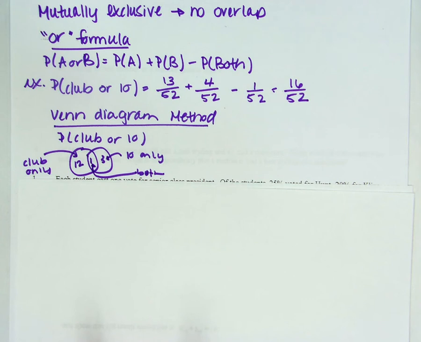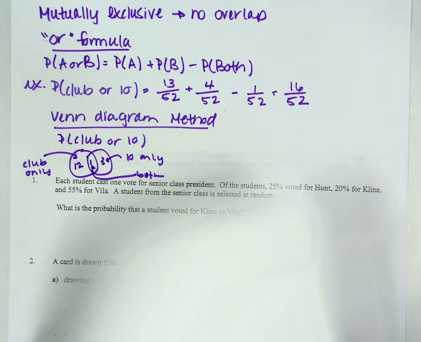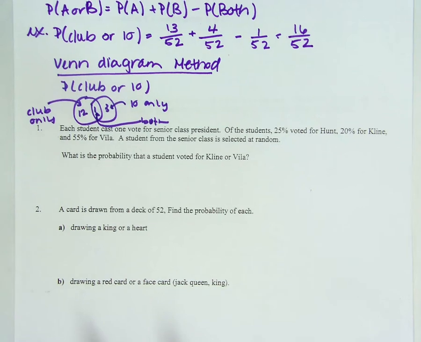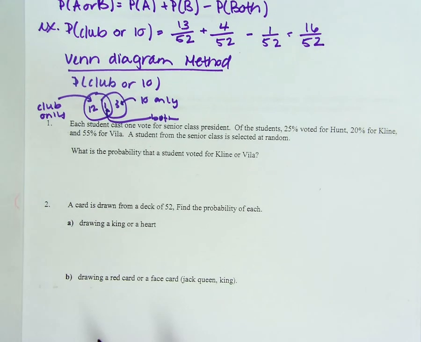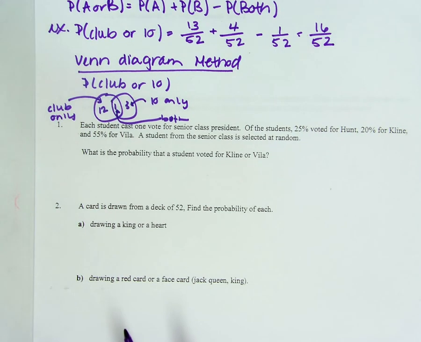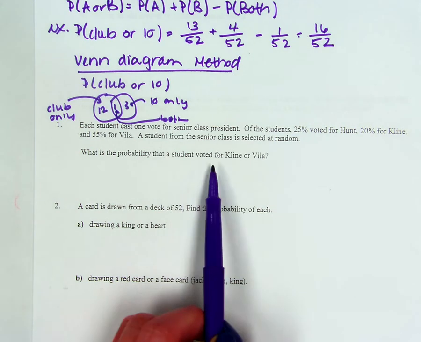So let's start with number 1 here. It says each student cast 1 vote for senior class president. Of the students, 25% voted for Hunt, 20% for Klein, and 55% for Villa. A student from the senior class is selected at random. What is the probability that a student voted for Klein or Villa?